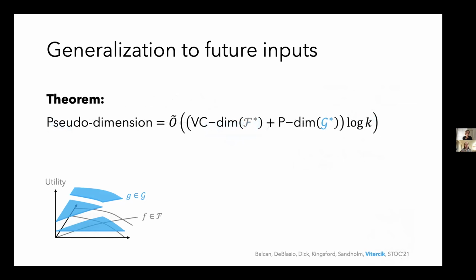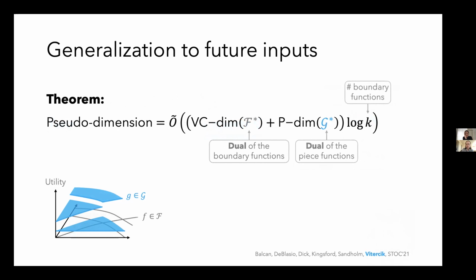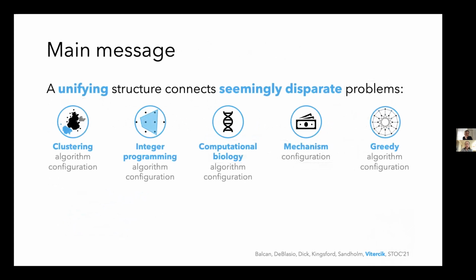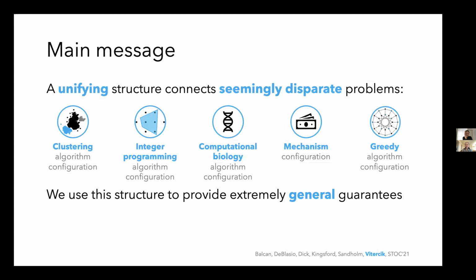And specifically, for those of you familiar with learning theory, we prove the pseudo dimension of the set of all utility functions is bounded by the VC dimension of the dual of the set of piece boundary functions plus the pseudo dimension of the dual of the set of piece functions times log k, where k is the number of boundary functions. So overall, the main message of this section is that we're able to discover this unifying structure connecting all of these different configuration problems. And we're able to use this structure to provide these very general guarantees.